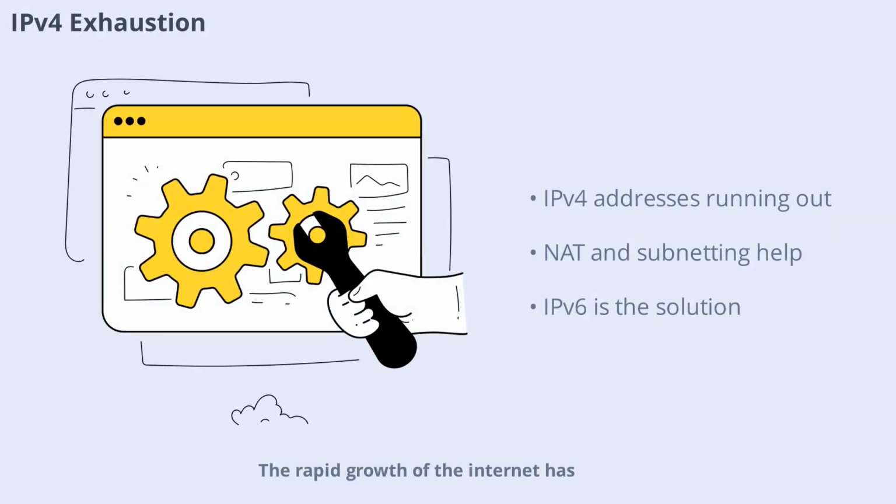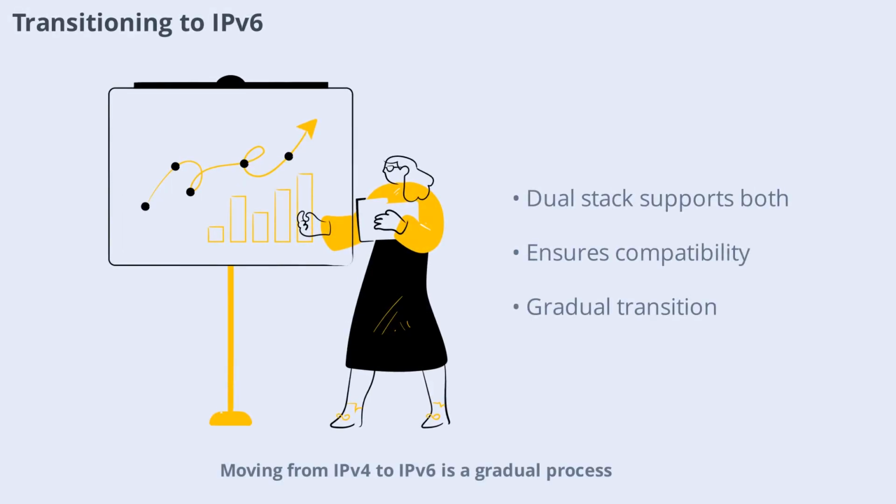Rapid growth of the internet has led to a shortage of available IPv4 addresses. This problem, known as IPv4 exhaustion, is one of the main reasons IPv6 was developed. Organizations use techniques like NAT and subnetting to stretch their IPv4 resources, but the long-term solution is to transition to IPv6. Moving from IPv4 to IPv6 is a gradual process.